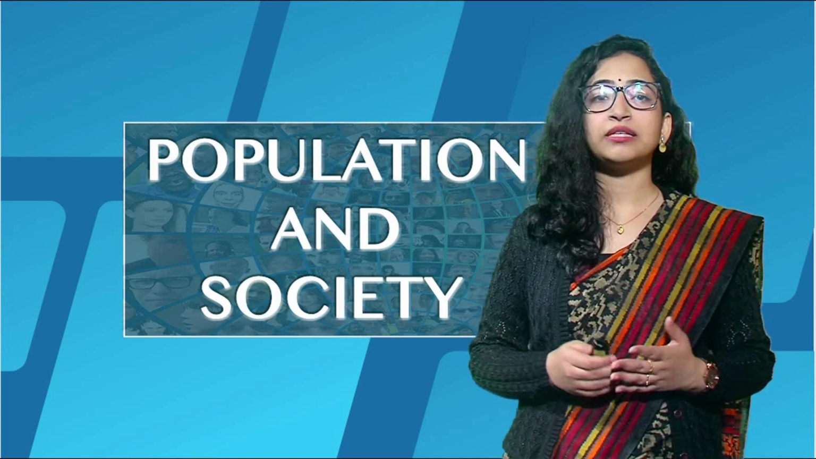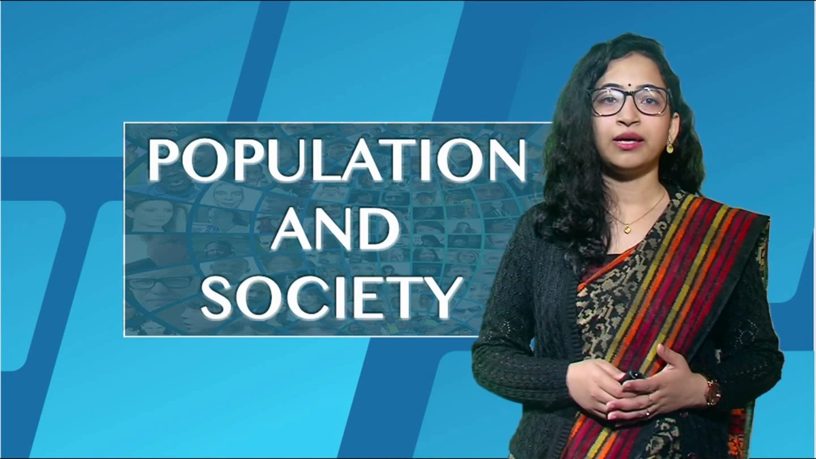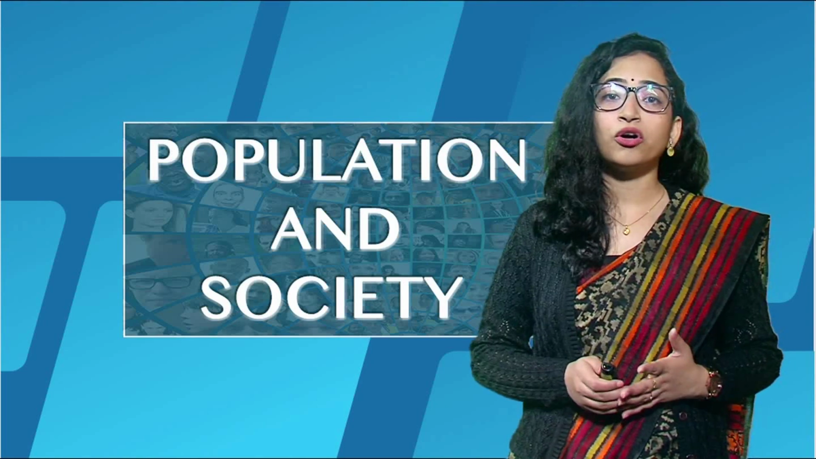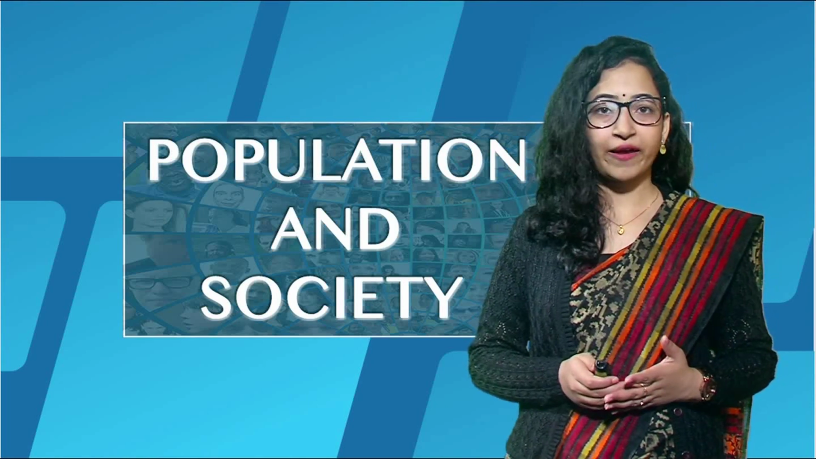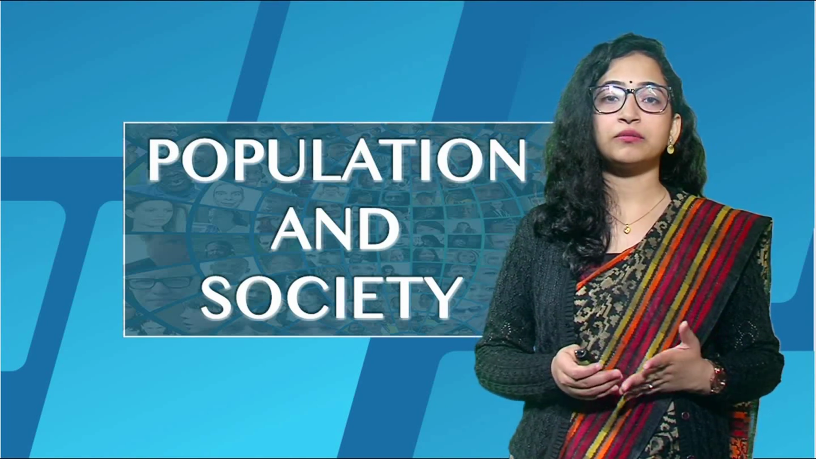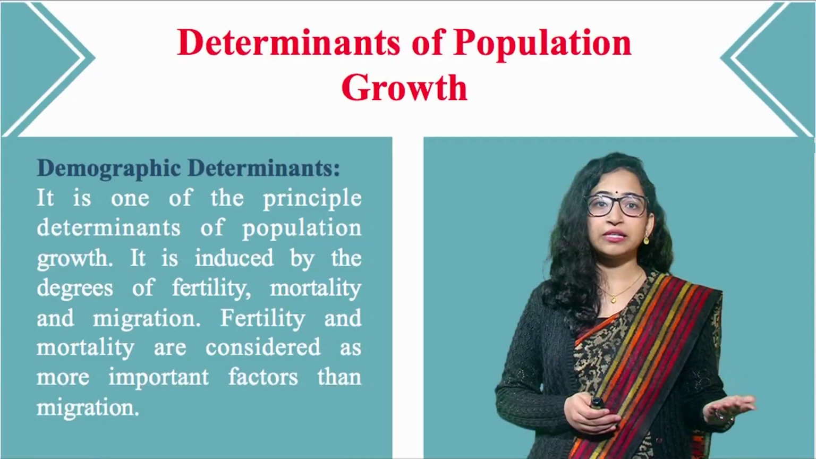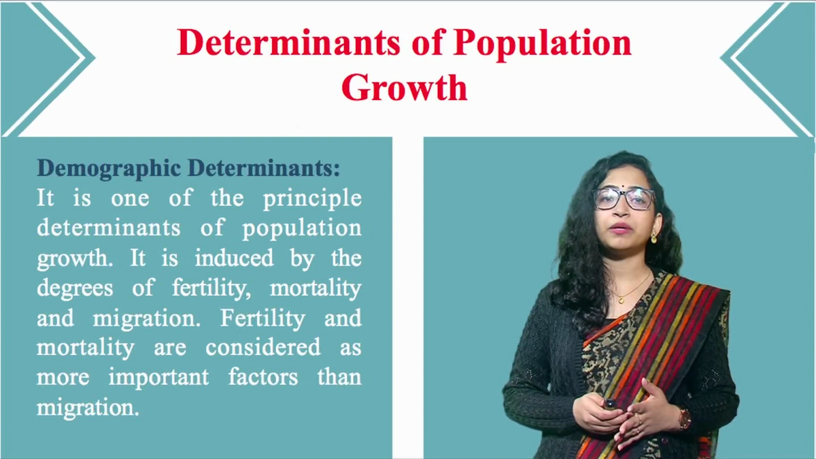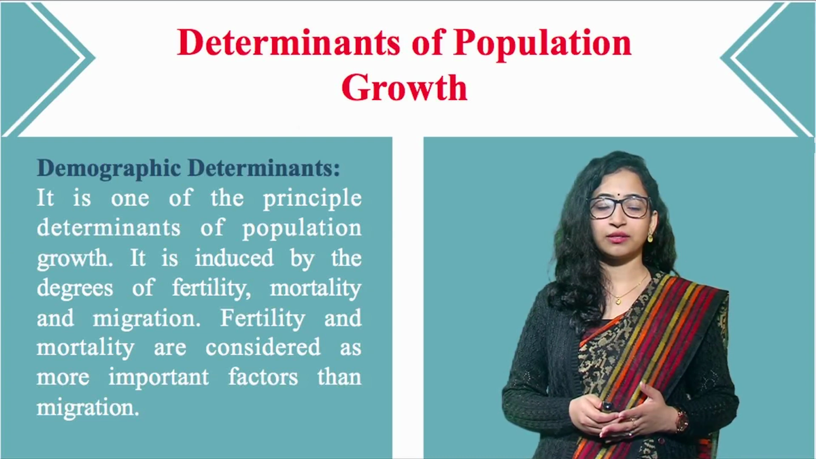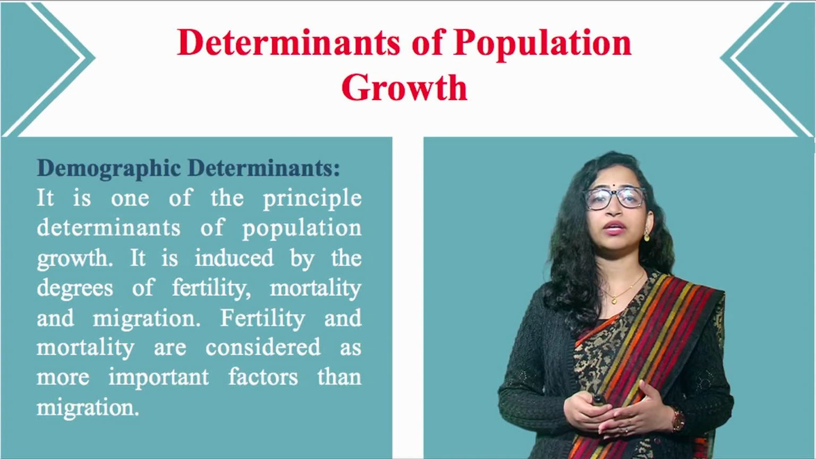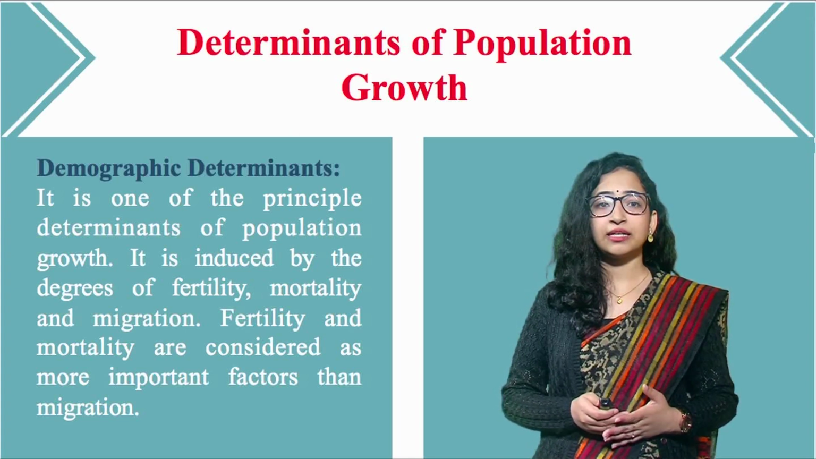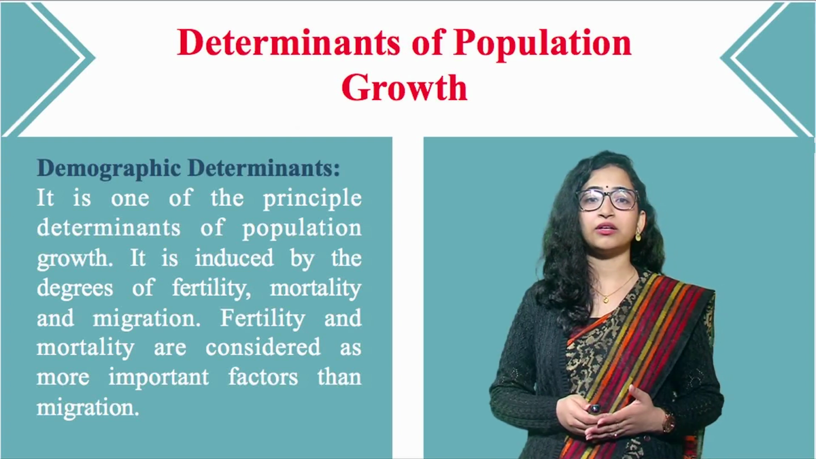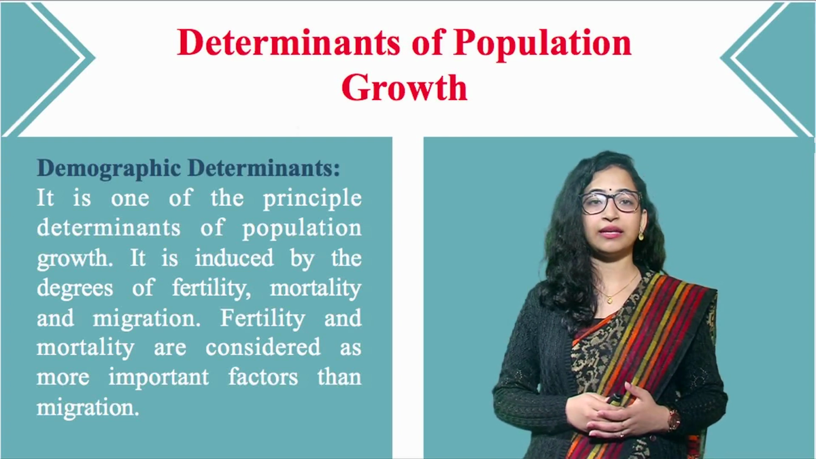So now we come to the determinants of population growth. The variations in population growth across the globe are caused by different determinants or factors. And some of these major factors are, firstly, the demographic determinants. It is one of the principal determinants of population growth. It is induced by the degrees of fertility, mortality, and migration. Fertility and mortality are considered more important factors than migration.